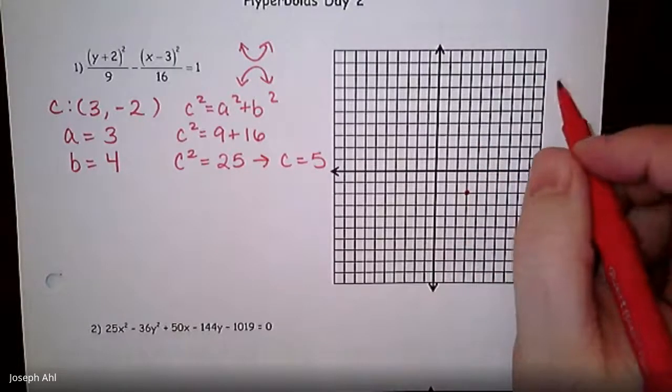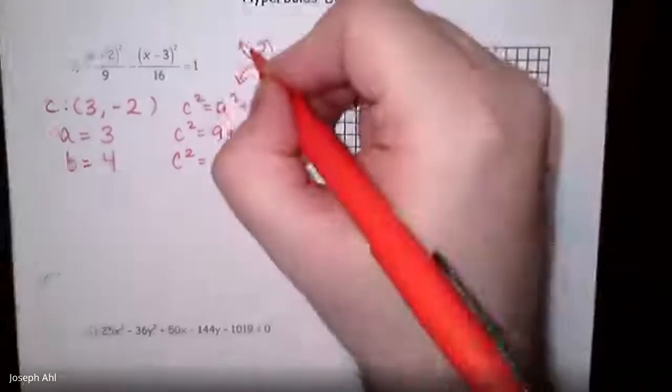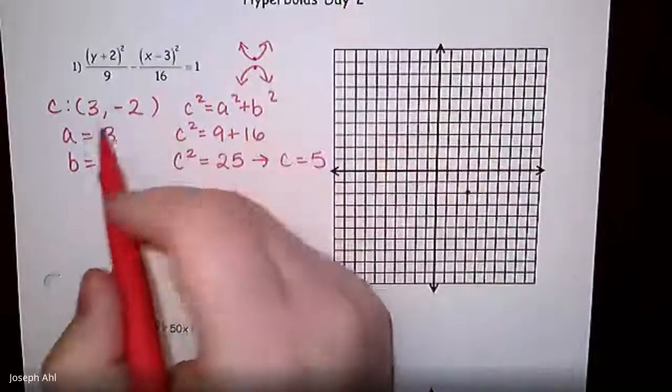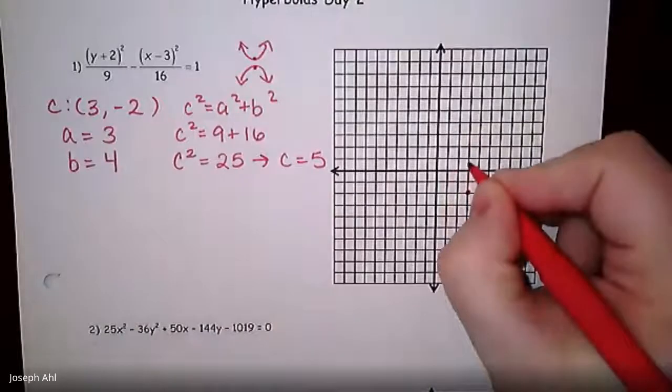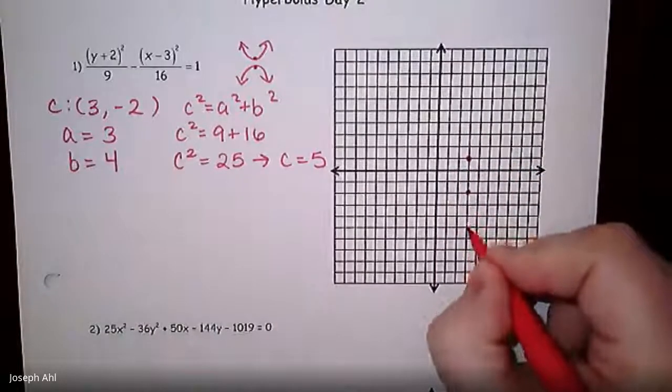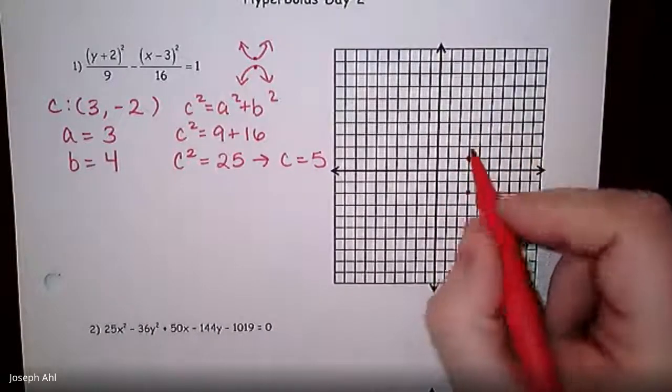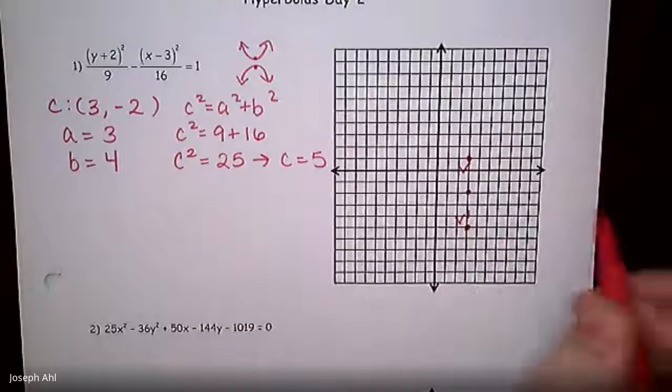From there, I'm going to use the value of a to go up and down to get to the vertices. So that was a distance of 3. So go up 3 and then down 3 to get to the vertices. Can label them as v and v prime.